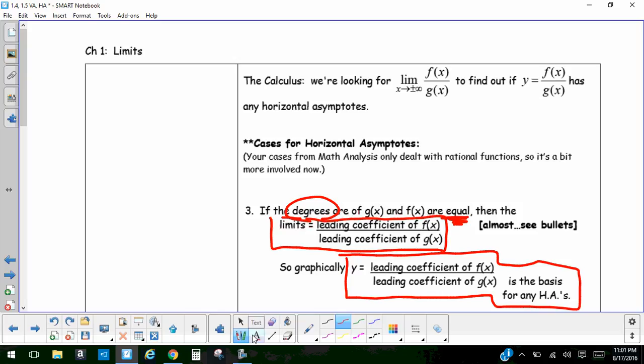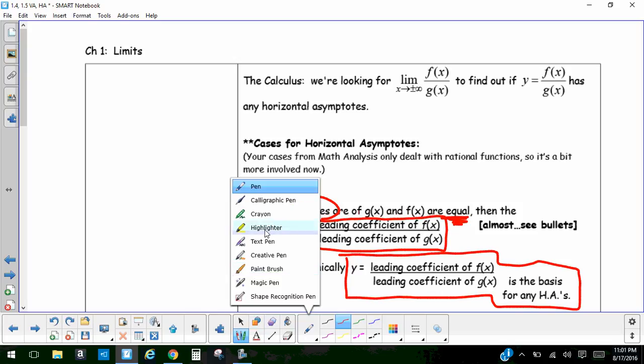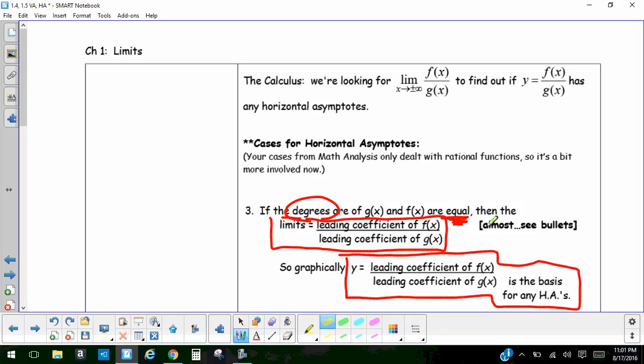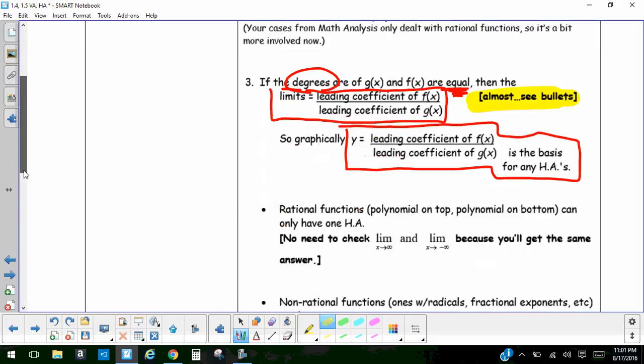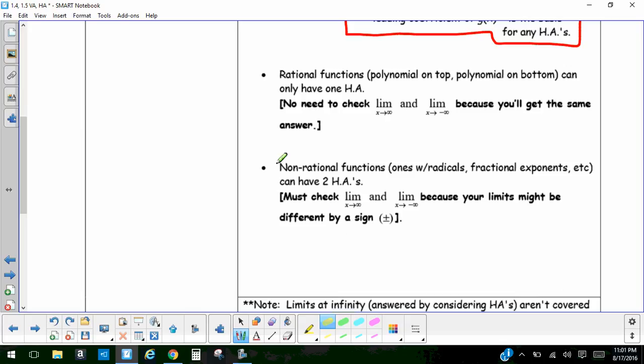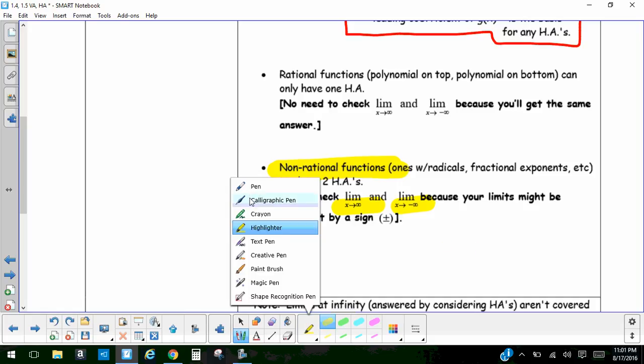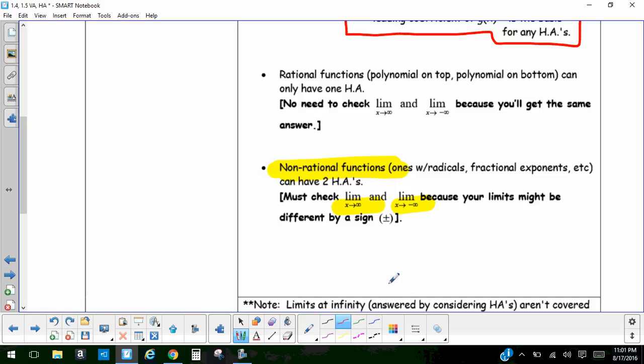This one gets tricky. There was a little bit to watch for on the last page, thinking through a positive or a negative infinity. Now there's something else to think through. If I end up with a non-rational function, something with radicals or fraction exponents, I better pay really close attention to each one of these limits, because I might get one horizontal asymptote at 2, and another horizontal asymptote at negative 2. So I have to really pay attention.